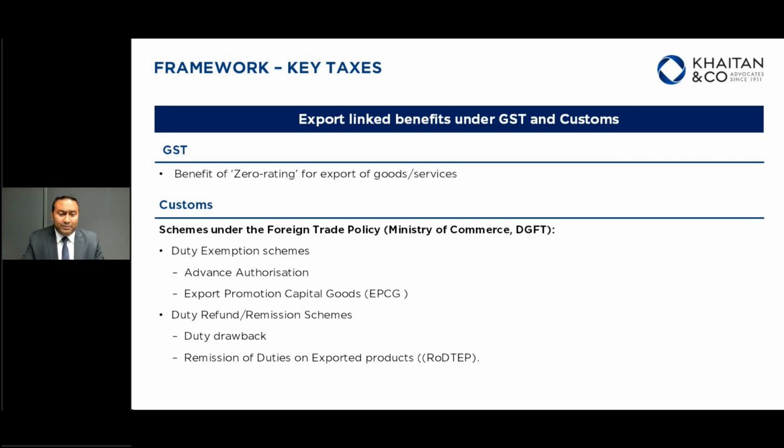The key beneficial schemes are in the nature of duty exemption schemes for import of raw materials, imports, capital goods, advance authorization and EPCG schemes, as well as duty refund or remission schemes like duty drawback, remission of duties on exported products, etc. And these ought to be factored in your business plan duly.